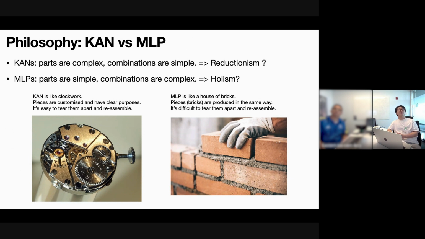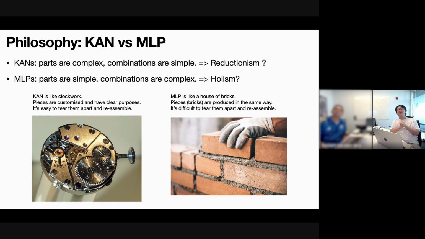KANs are like clockwork, where pieces are customized, have clear purposes, and each piece can have a very complicated shape. But it's easy to tear them apart and reassemble. The way they combine is very simple for KANs. But MLP is more like a house of bricks. The pieces, that is the bricks, are produced in a very simple standard way. But it's difficult to tear them apart. Once you build the building, it's hard to tear the bricks apart and then reassemble them.